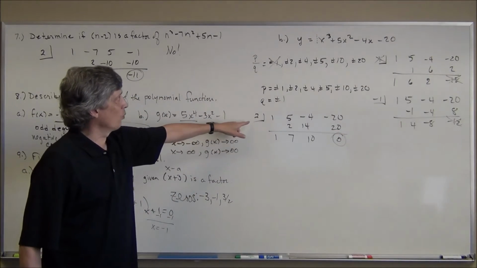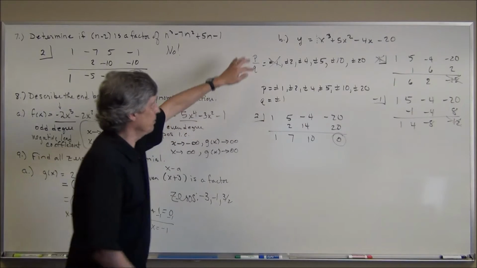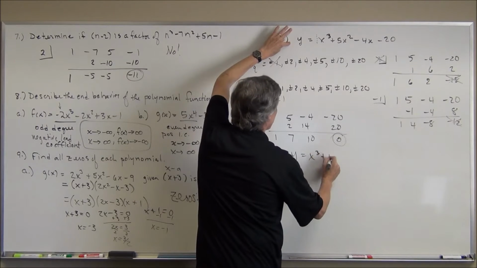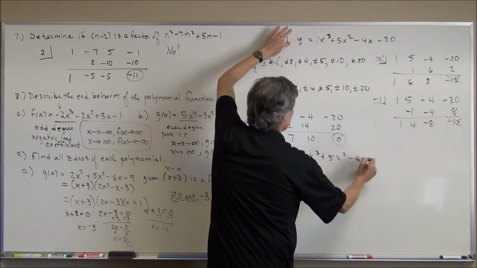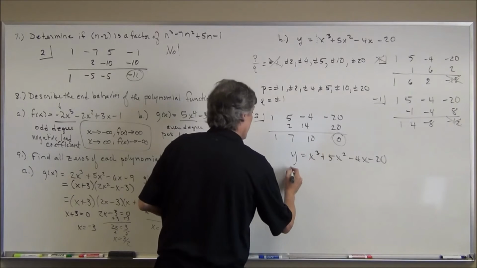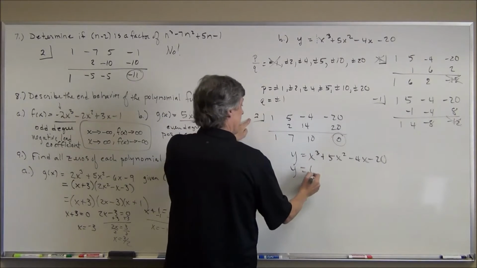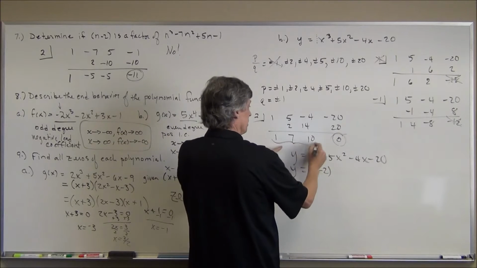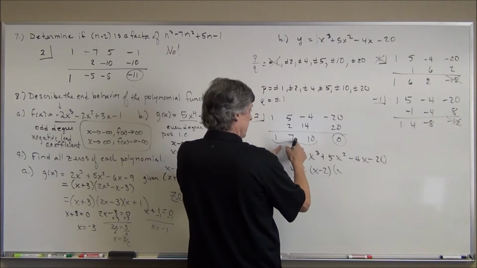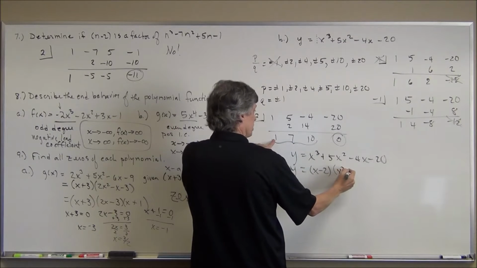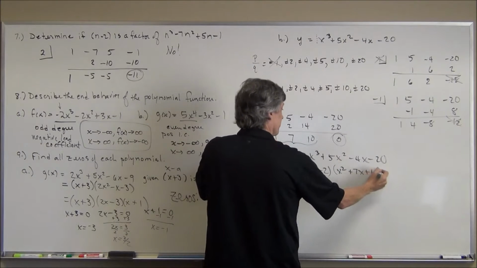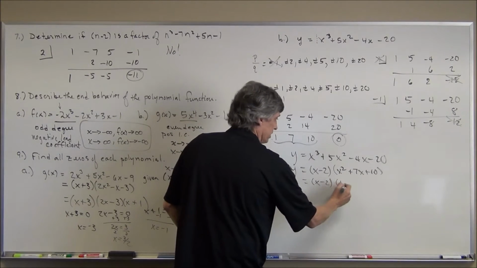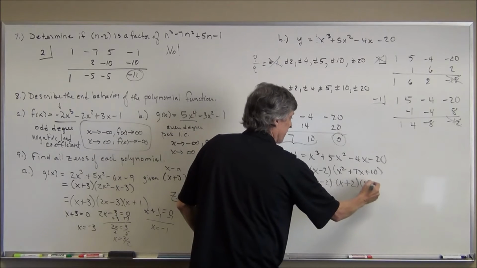So I am able to find one of the zeros, it's positive 2, which means, let's go back to here, y equals x to the third plus 5x squared minus 4x minus 20 has now become y equals x minus 2, remainder 0, it's a factor, and then use your depressed polynomial here, x squared plus 7x plus 10. And hopefully you can factor this, and it does. It factors very nicely. This is x plus 2, x plus 5.